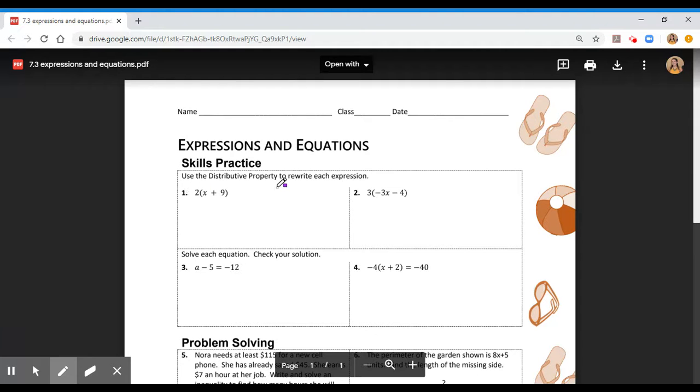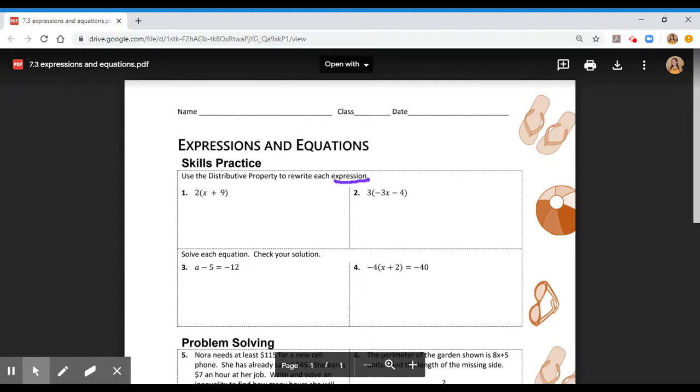The first two problems use the distributive property to rewrite each expression. The fact that it's an expression, there's no equal sign, you are not trying to figure out what x equals. You are just trying to simplify as much as possible. For the next two, for 3 and 4, that's when you want to solve for x or solve for your variable. You're trying to use inverse operations to cancel and then to simplify.